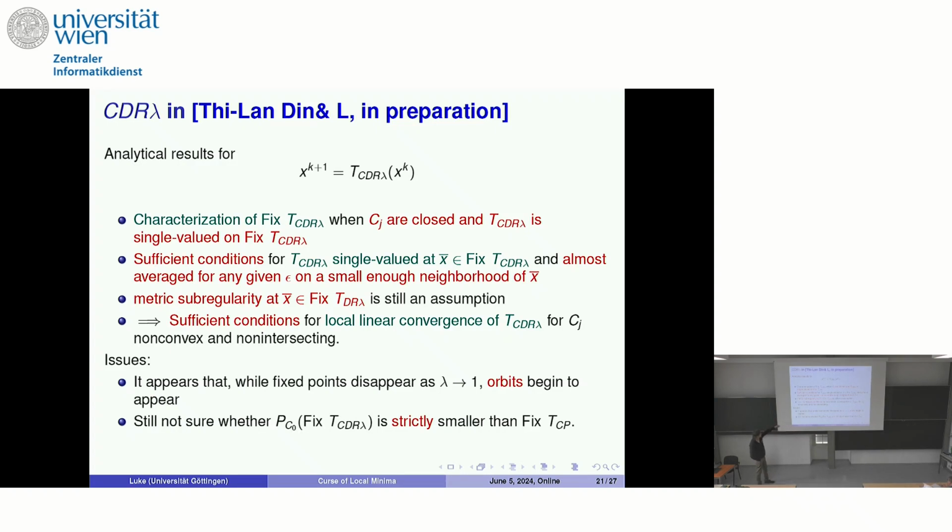The issue here, though, is that when we play with this parameter lambda going from 0 to 1, 1 being the limit to cyclic Douglas-Rachford, we lose fixed points, yes, but then we go to orbits. So we get weak convergence somehow. And the shadows of these orbits tend to look distressingly similar to just the fixed points of the cyclic projections mapping. But anyway, that's where we are so far. We're not sure whether this is strictly smaller than the fixed point set of cyclic projections, but I think we can cook up some examples.